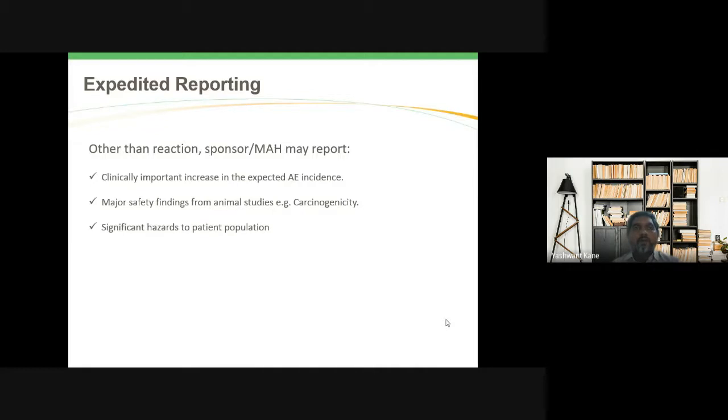But whenever it comes to post-marketing and there is an increase in the AE incidence, wherein out of 100 patients, now 90 to 95 patients are experiencing hand and foot syndrome, this is a large change in the frequency of the adverse event being observed, and that can also be reported to the MAH or sponsor or the licensing partner as well.